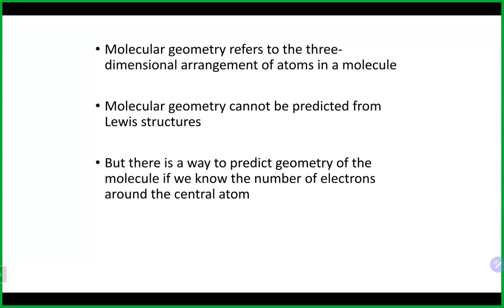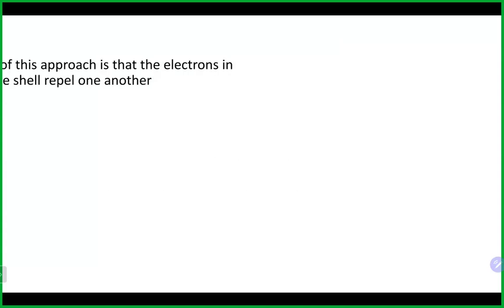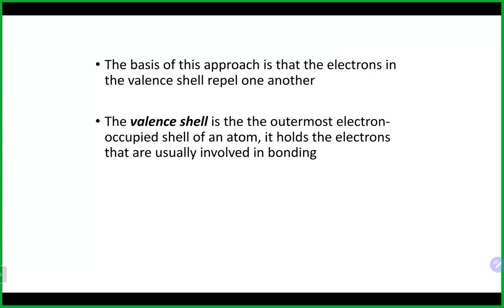Again, if you can draw a good Lewis structure and figure out how many electron pairs you have around your central atom and how many bonds, you can predict the three-dimensional geometry. The basis of this approach is that we have electrons near each other, and depending on what type of electrons we have near each other will give us some different geometries.